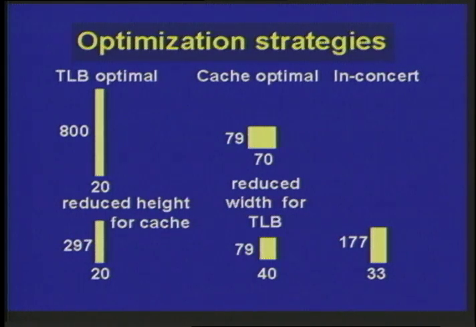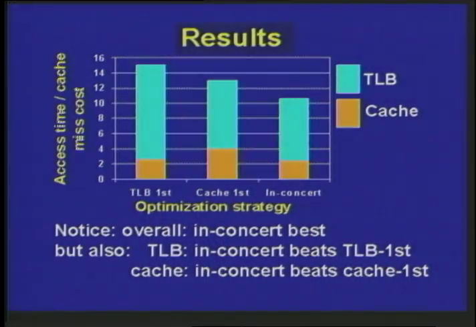So what we would expect to be the best solution is using our multi-level cost function, which is the in-concert strategy. There we solve a single optimization problem, but we're using the parameters of both levels, TLB and cache. And the winner is, not so surprisingly maybe, but at least here verified by simulation results. What we have here are the three different optimization strategies: the TLB first, cache first, and in concert. The green corresponds to cache and the blue to TLB, and the y-axis is access times.